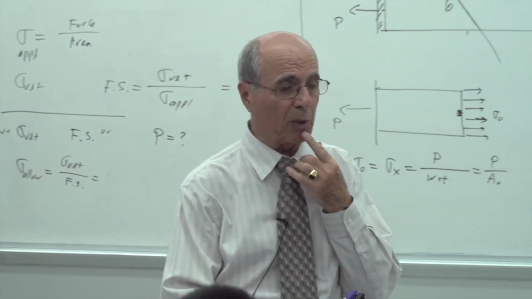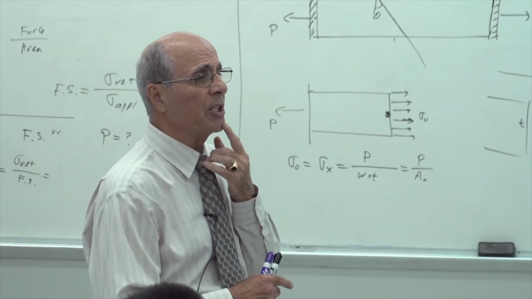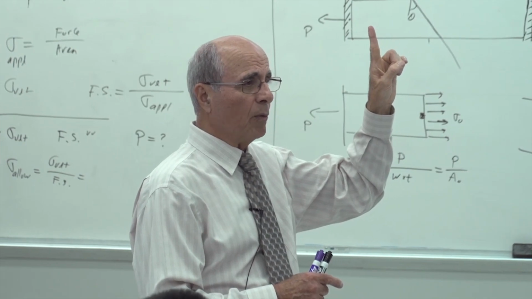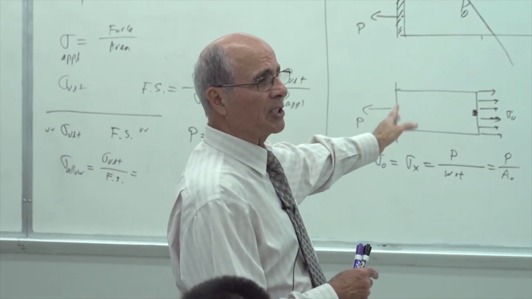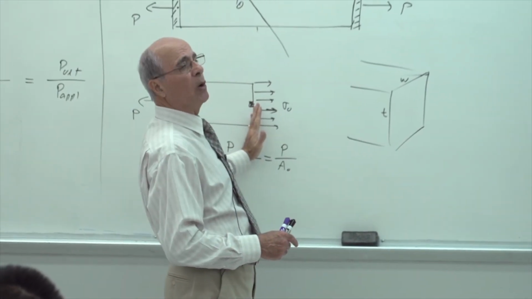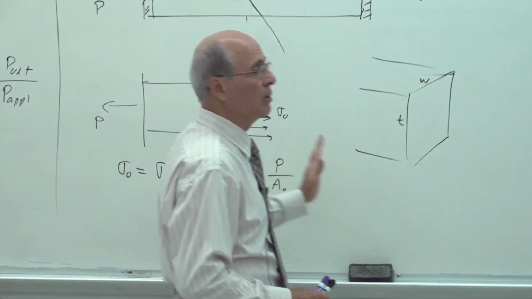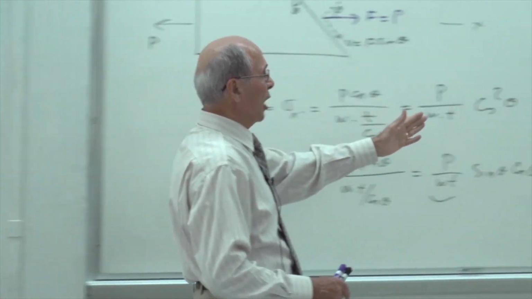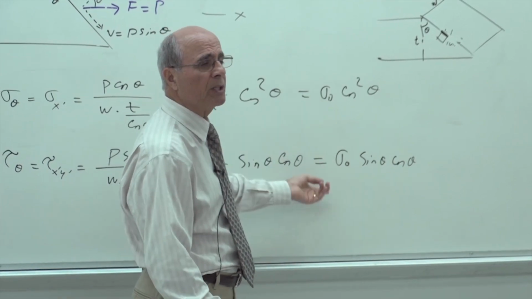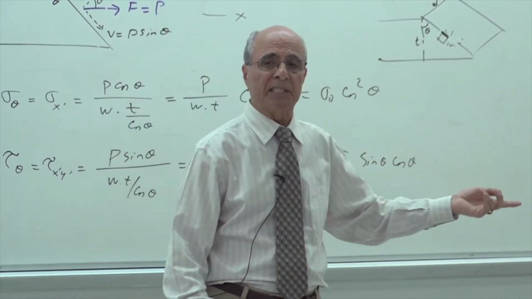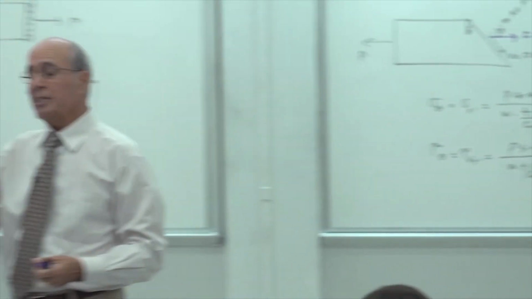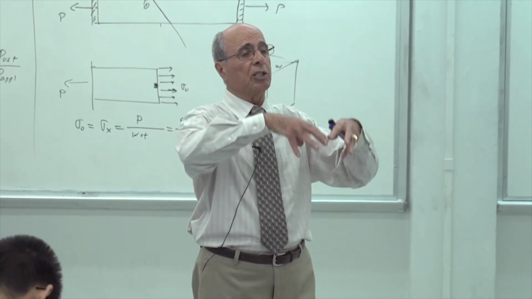Can you tell me in this problem what is the highest value of sigma? When cosine theta becomes equal to 1, that is theta equal to 0. That's the highest value. So sigma was the highest value, and tau was the lowest value, equal to 0. As soon as we have an angle, sine is always less than 1, so sigma has reduced and tau has increased. Very important phenomenon.